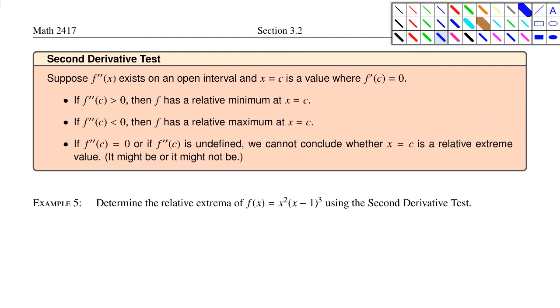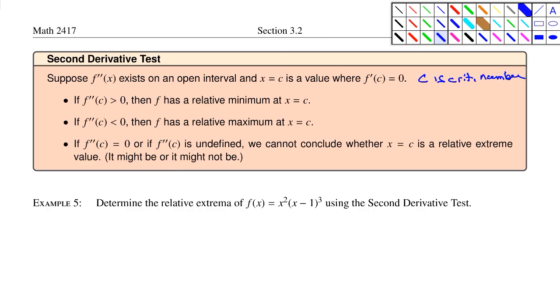The second derivative test is used to determine when we have a critical value that is a relative max or a relative min. The second derivative test says the following. Suppose f double prime of x exists on an open interval and x is equal to c is a value inside that interval where f prime of c is equal to 0. So in other words, c is a critical value or a critical number.